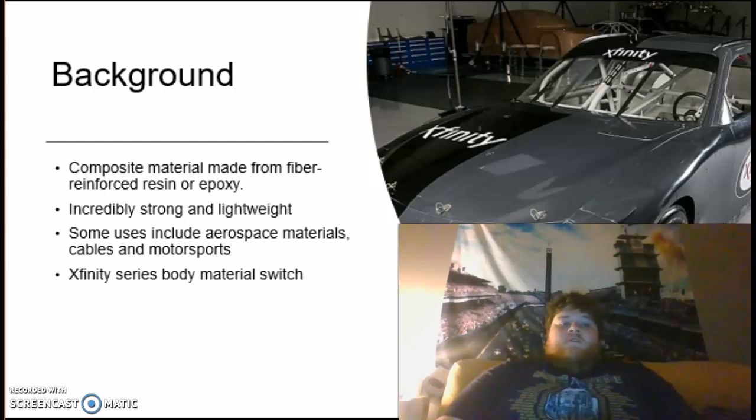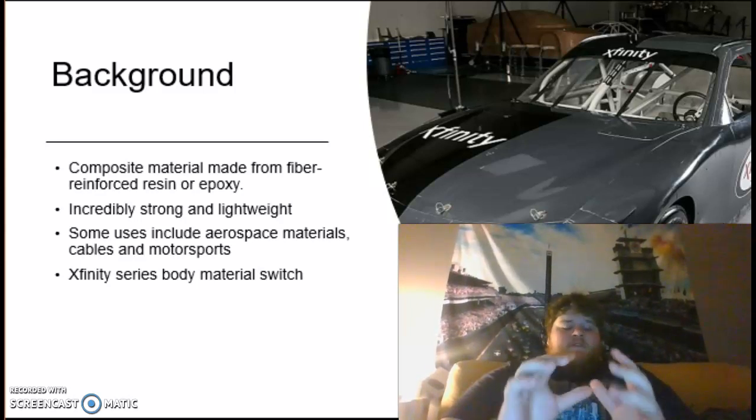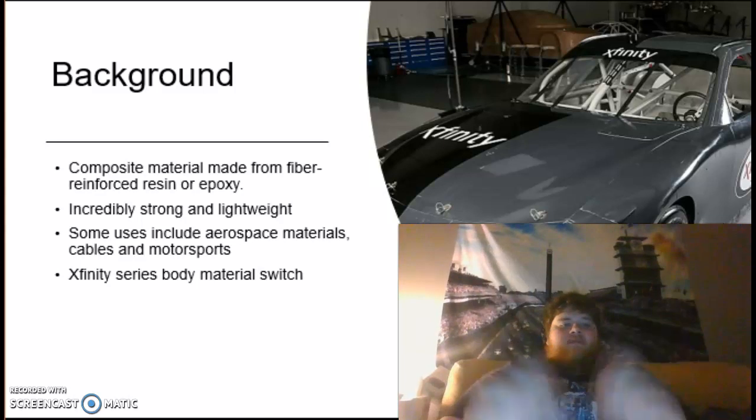Some of its uses include aerospace materials, long cables, and motorsports. For example, the Xfinity series, the second highest series in the NASCAR ladder, recently switched their body material from sheet metal to a carbon fiber based composite. This kept the cars similar in strength, but made them over 150 pounds lighter just by changing the material of the body.